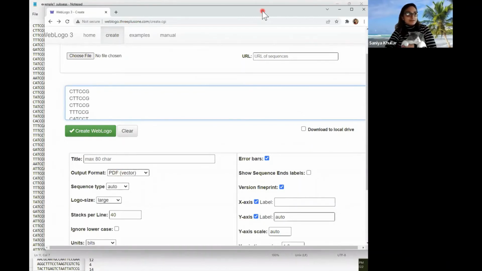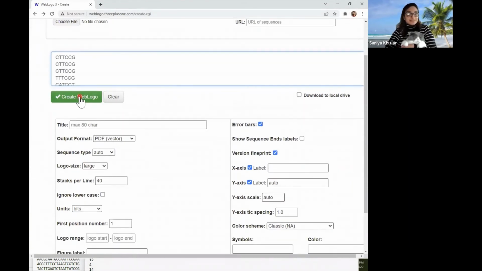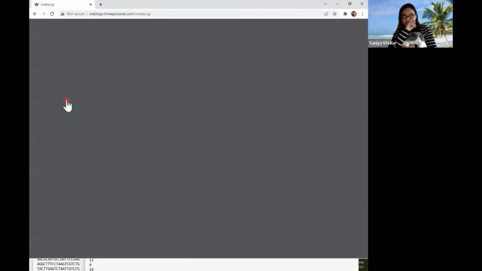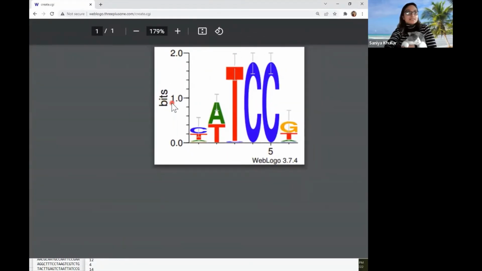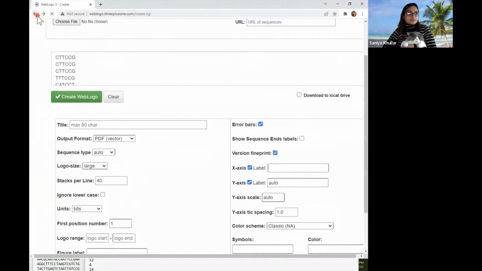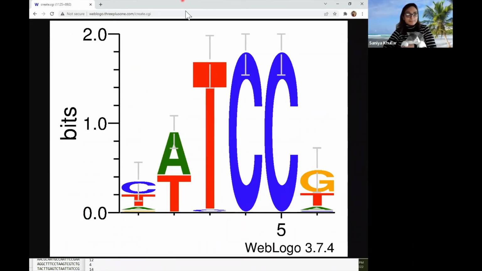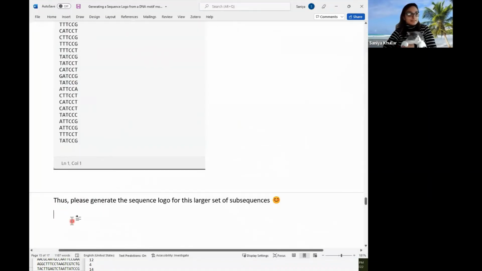We save it as a PDF here, large logo size, and then classic scheme. So let's create a web logo. Let's see what we get. So this is what we learned. I'm actually just going to have it as a PNG, high resolution, so that I can copy and paste the image easily. But basically, what we ended up learning is this sequence logo here.